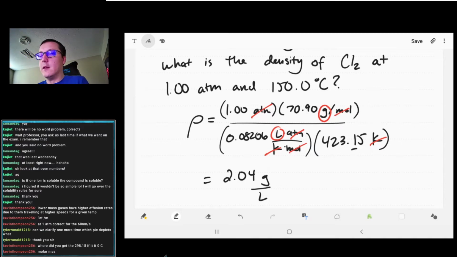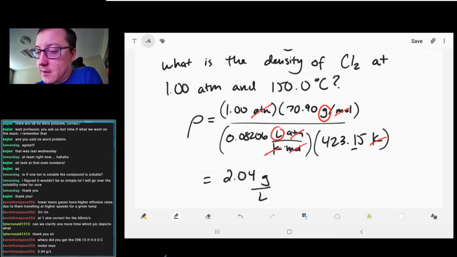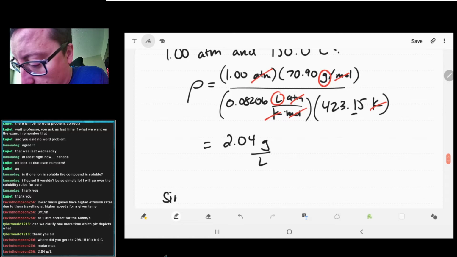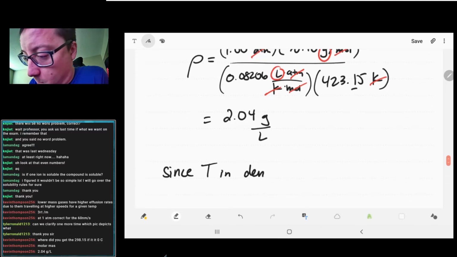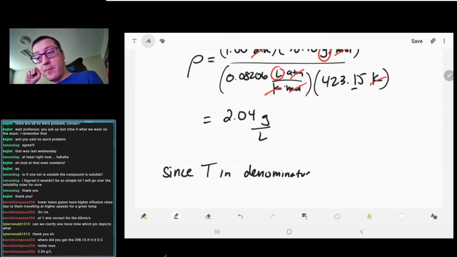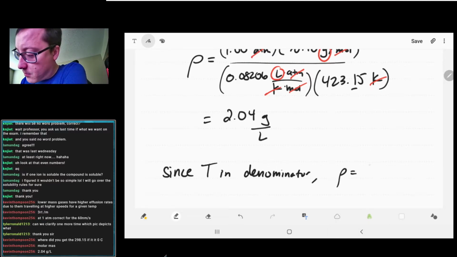Notice that since temperature is in the denominator, awesome. Yes, I got it, Kevin, too. We both got it. That means we're both right. No need for Tyler to come in and prove us wrong, as always.